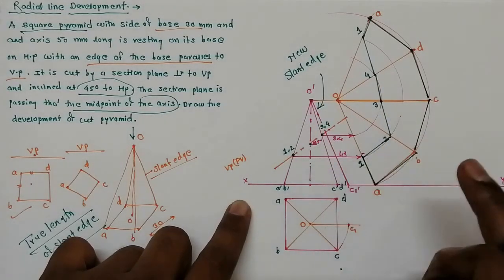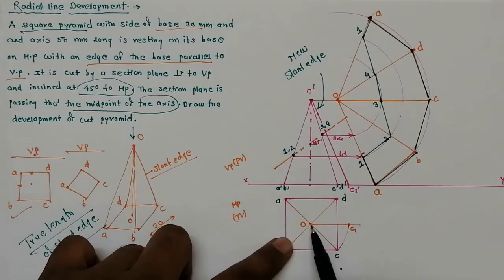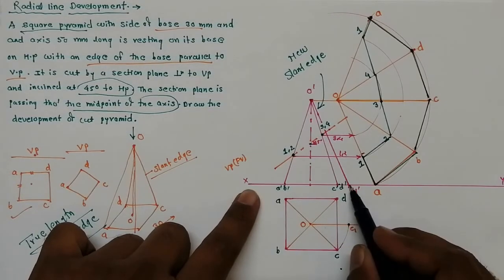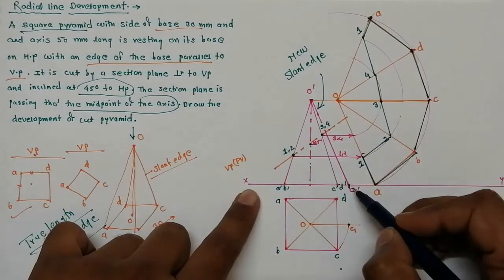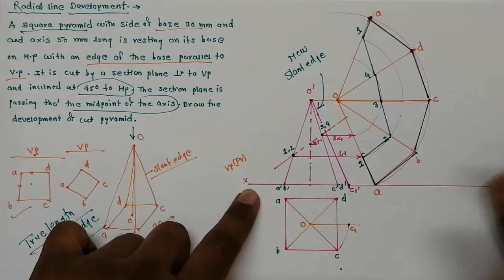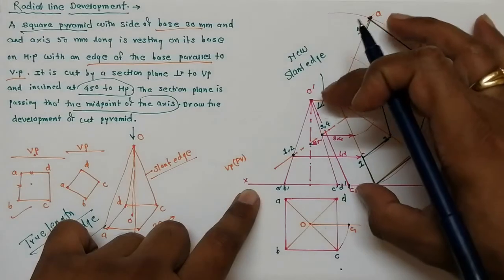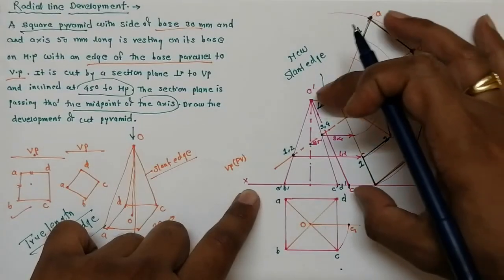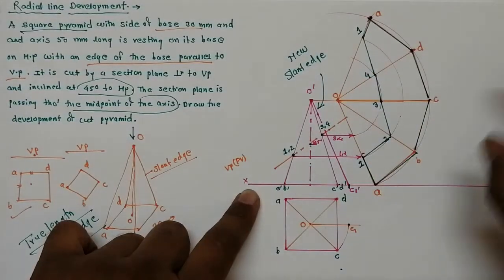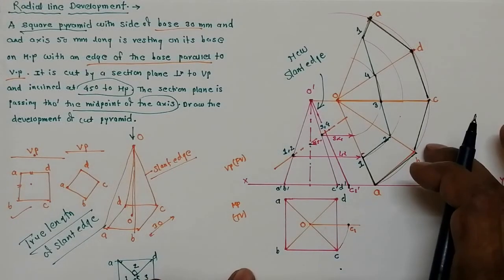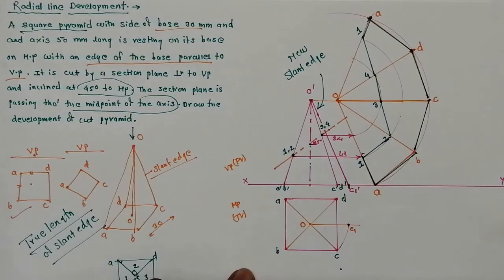So OC and OD are not parallel to XY, so initially it does not represent the true length in the front view. But afterwards what we have done, we rotated this OC and made that OC parallel to XY. Then we transferred that new point in the front view. We got O dash and C1 dash as a new slant edge, which is representing the true length of the slant edge, and then by taking the parallel line to that new slant edge, we have drawn the development. So this is the development for the square pyramid. So construct this and complete the problem.